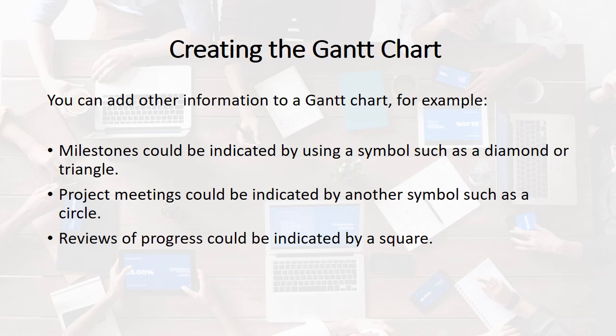You can add other information to a Gantt chart. For example, milestones could be indicated by using a symbol such as a diamond or triangle. Project meetings could be indicated by another symbol such as a circle. Reviews of progress could be indicated by another symbol.